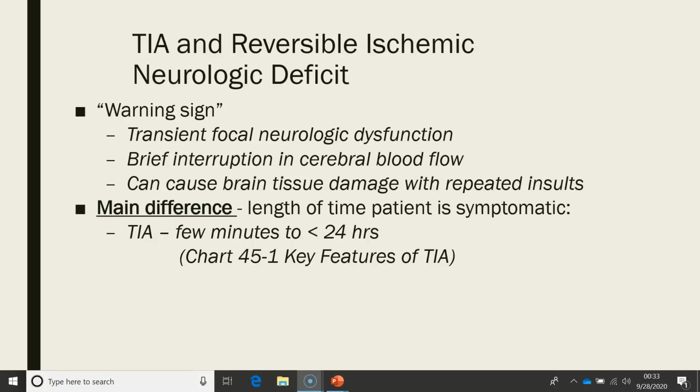So again, a TIA is a transient ischemic attack. It is a transient focal neurological deficit. And the main difference is the length of time the patient is symptomatic. With a TIA, it is only a few minutes to less than 24 hours.